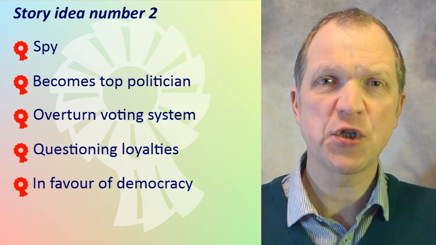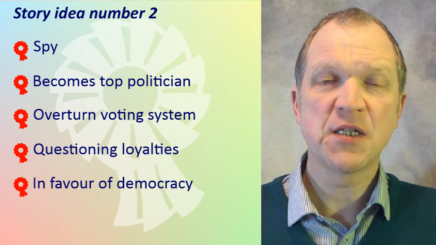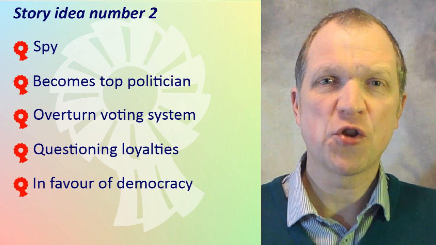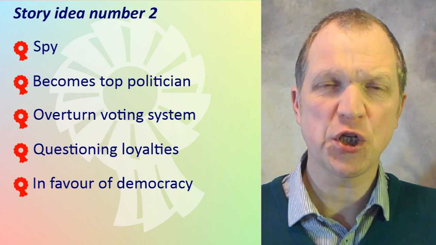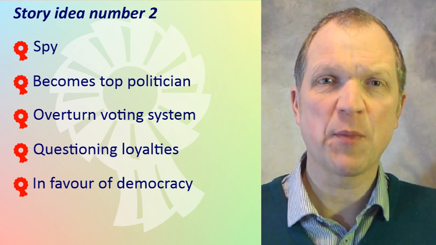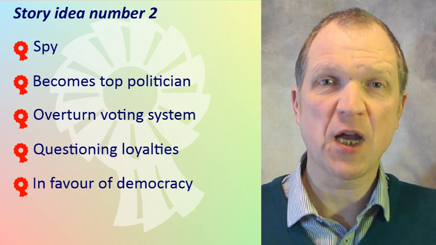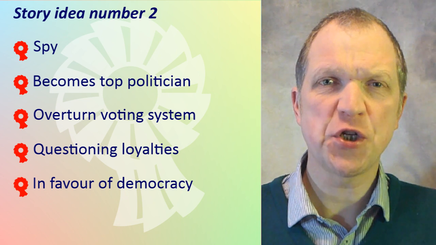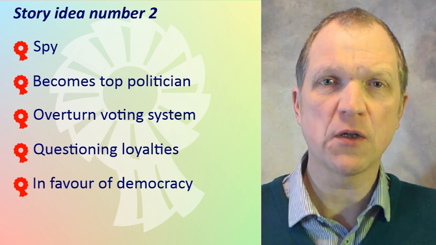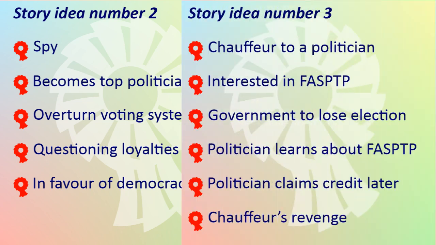Story idea number 2. A spy is sent to a democratic country to undermine its voting system. Through a series of misunderstandings and mishaps, the spy becomes a politician and even works their way up the political hierarchy. Do they make it all the way to the top? Do they become president or prime minister? Once there, they have the perfect opportunity to overturn the country's voting system, but are they still loyal to their original spy masters, or do they now favour democracy?